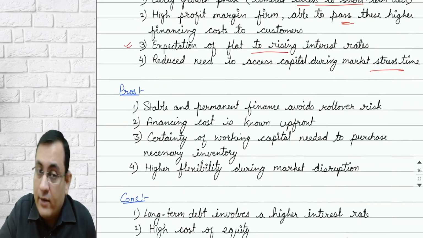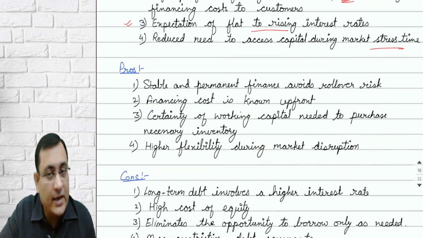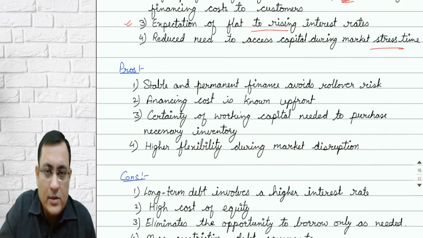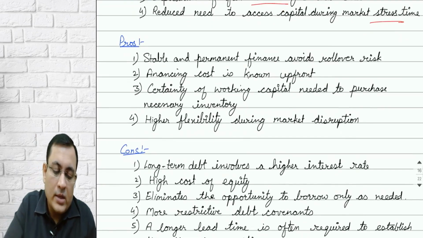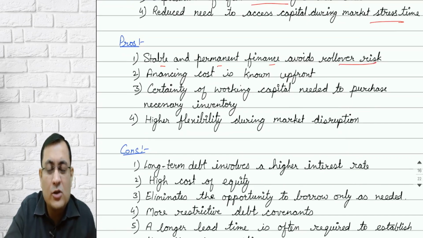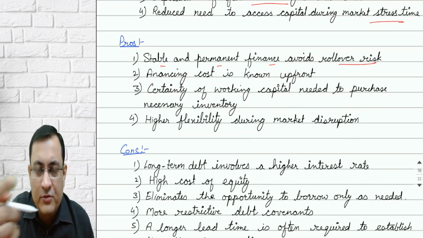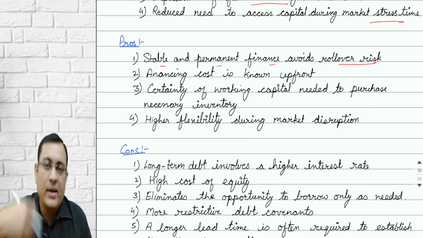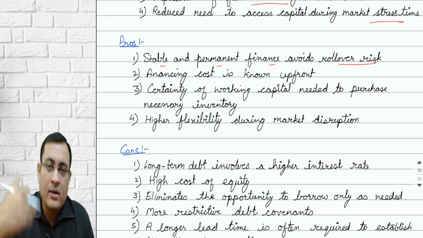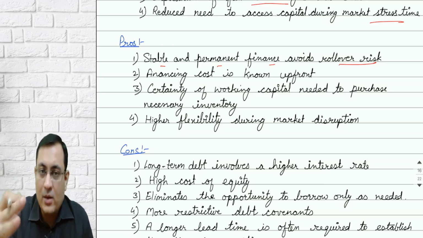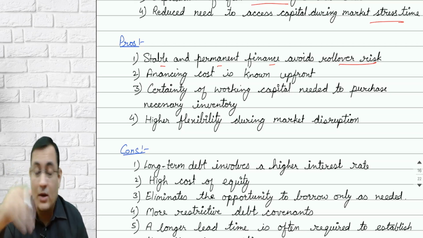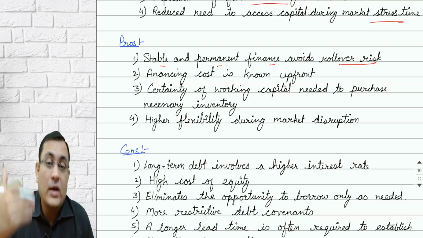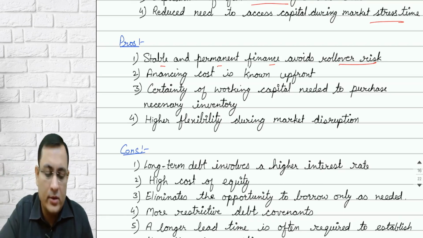Pros and cons: advantage, disadvantage. Advantage, flexibility will be there. Disadvantage, it's the costliest. Profitability will take a hit. Stable, permanent finance is available. No issue of rolling over the short-term finance. Every year end your short-term debt holders are coming for repayment and we are negotiating again and again for the next period. So that rollover risk, whether they will decide to roll over or not, is not there. That uncertainty is not there.